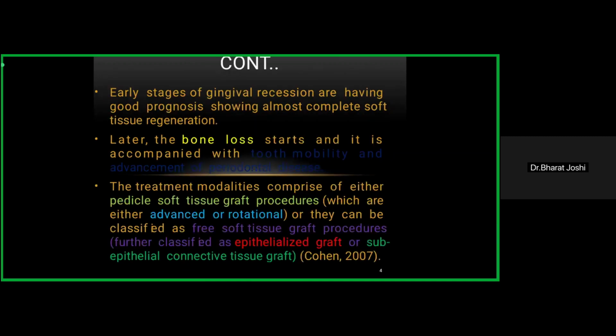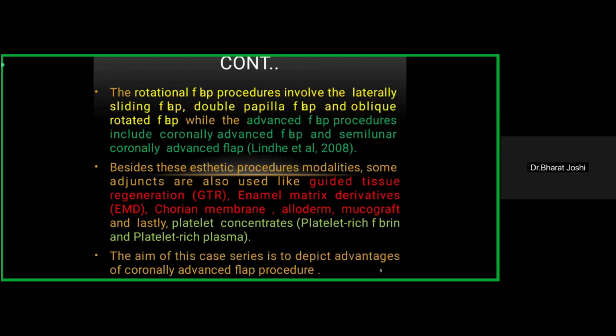The early stages of recession have a good prognosis, and there is almost complete soft tissue regeneration. But later there is bone loss, which is accompanied by tooth mobility as well as progression of periodontal disease. There are various treatment modalities available, which include the rotational or advanced procedures or soft tissue graft procedures, which can be classified as epithelial graft or subepithelial connective tissue graft. The rotational flap procedures include the lateral sliding flap, double flap, and oblique flap, while the advanced flap procedures include the coronally advanced flap and semilunar flap.